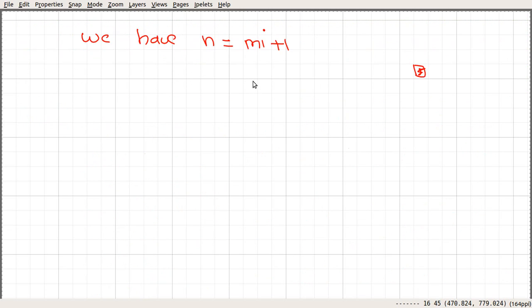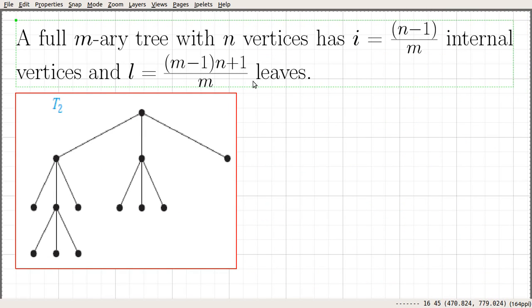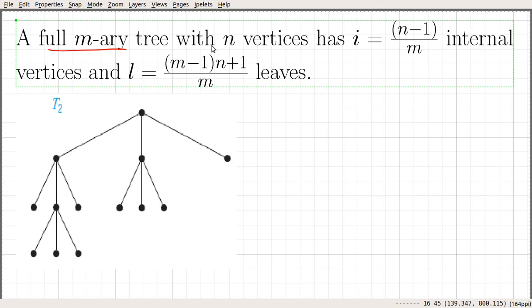Okay, so let's go and show some statements that follow from this particular statement. The first statement says, again we are dealing with a full m-ary tree with n vertices. The number of internal vertices is n minus 1 divided by m, and the number of leaves l is (m minus 1) times n plus 1 divided by m.